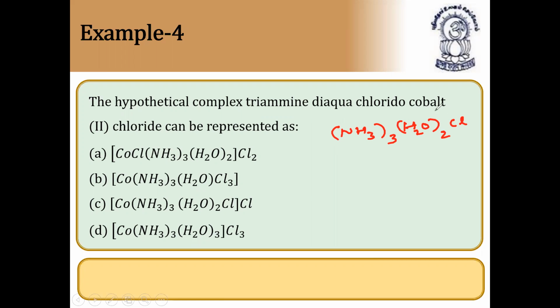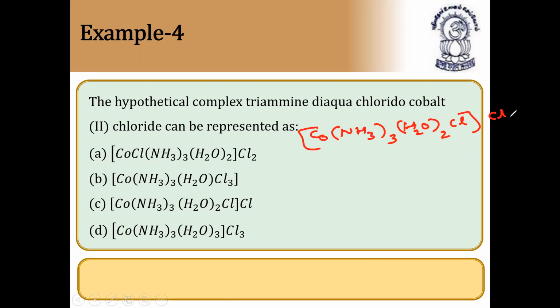Chlorido means Cl, and here we have cobalt. So this is the question, this is the answer. Chlorido they have given, so chlorido means only one Cl should be there. Co, Cl, NH3 taken thrice, H2O taken twice, and cobalt(II) chloride. Outside also cobalt is in +2 state. This Cl is inside the bracket because chlorido is given inside the bracket.